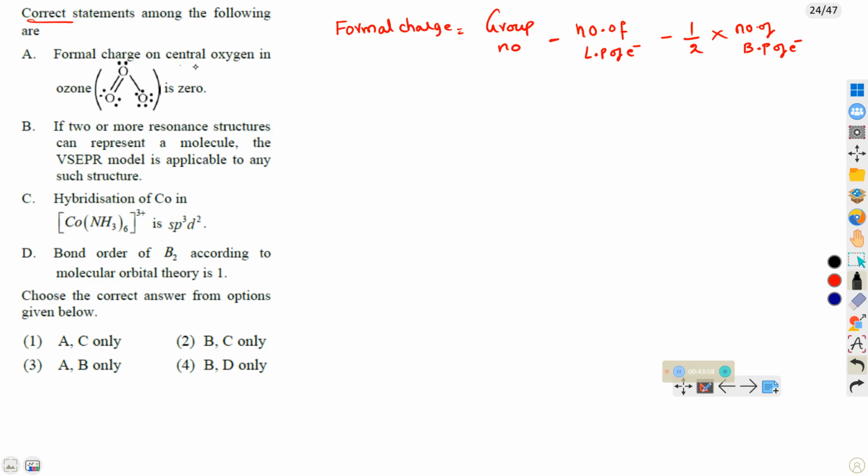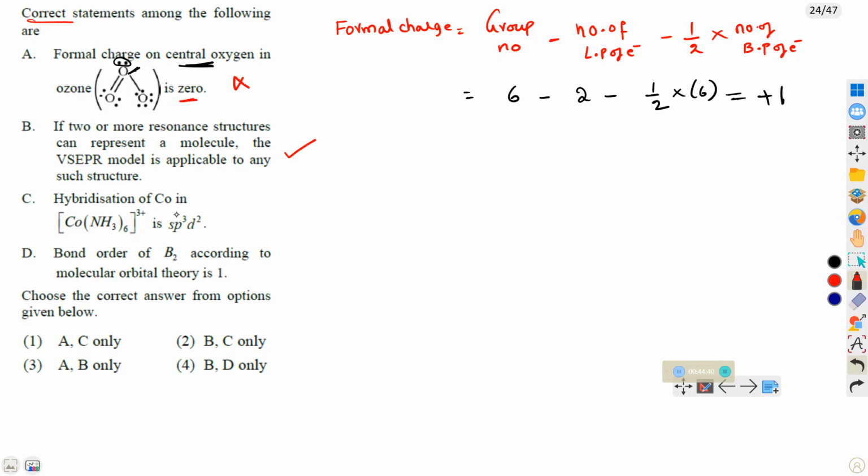Question is central oxygen. Consider central oxygen. Oxygen group number is 6. Number of lone pair of electrons on central atom, 2 electrons are present. Minus 1 by 2 into 3 bonds, 6 electrons, 1 by 2 into 6. Then we will get plus 1. But here given as 0. So first statement wrong. If 2 or more resonance structures can represent a molecule, the VSEPR model is applicable to any such structure. This statement is correct.